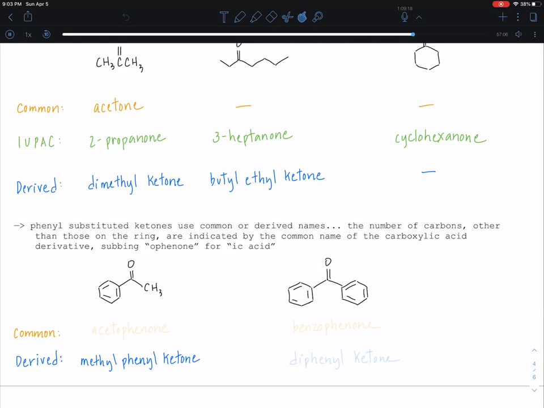So methyl phenyl ketone. The common name for this, right, because it's a ketone and it's going to have 2 carbons, so this is an acetic acid derivative, see the CH3 and the carbonyl right there. And then to indicate, right, that this has a phenyl substituent on it, we're going to put ophenone instead of ic acid. So instead of acetic acid, right, what do we have? We have acetophenone.